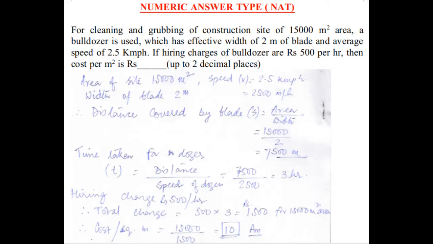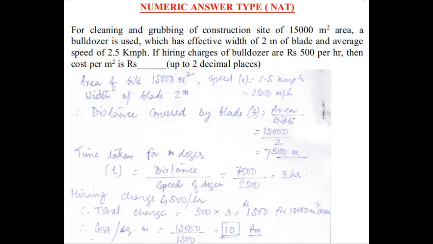The first question I have taken up is the numeric answer type. The question goes this way. For clearing and grubbing of a construction site of 15,000 meter square area, a bulldozer is used, which has an effective blade width of 2 meter and average speed of 2.5 km per hour. If hiring charges of the bulldozer are rupees 500 per hour, then the cost per meter square is rupees dash, written up to 2 decimal places. So let us have a look.